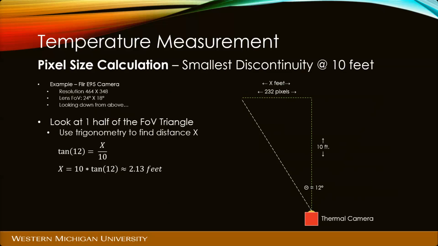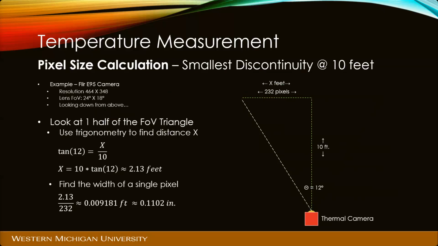Now that goes to the whole side. How do we get the size of a pixel? Divided by the number of pixels. How many pixels do we have? 2.13 divided by 232 gives us a pixel size of 0.009181 feet, or I've converted it to inches, just over 1/10 of an inch, roughly 1/10 of an inch.